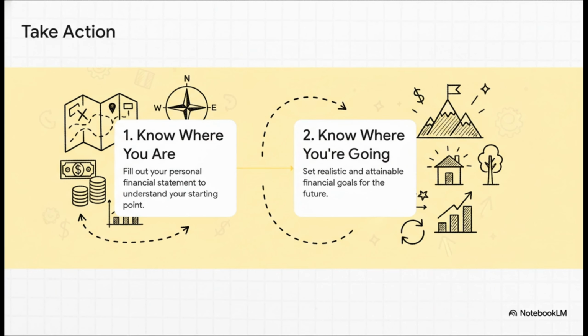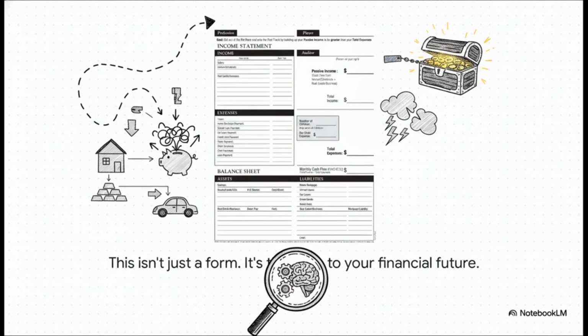You need to set clear, concrete goals for where you want to go. Now, I know what this looks like. It looks like a boring form an accountant would use, but it's not. This is a personal financial statement, and it is the single most important tool you have. It's the map. It shows you exactly where your money is coming from and where it's going. It shows you your income, your expenses, your assets, and your liabilities. This is the thing that tells you the truth about whose business you've really been minding.